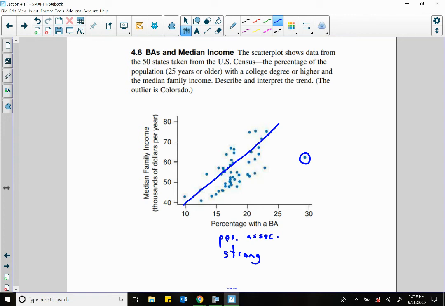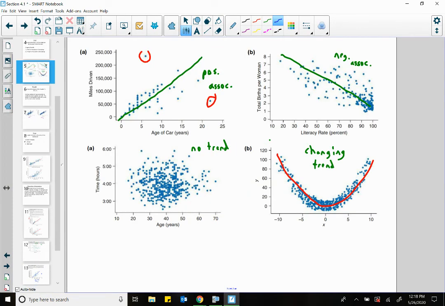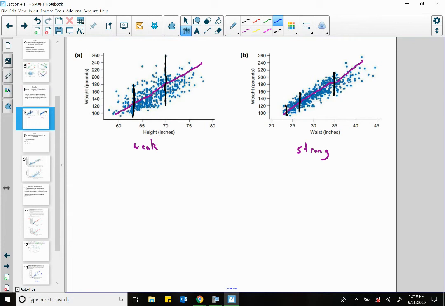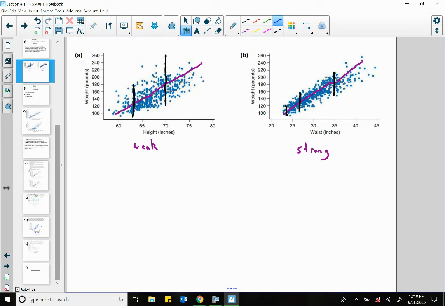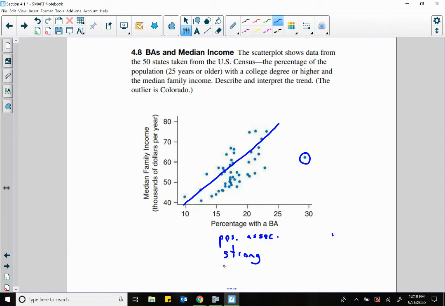Going back to something like this guy, B, that's a pretty strong relationship. I would say this is very strong. So that's kind of what they're asking about there. Again, multiple choice, don't freak out. And then as far as the shape, I definitely say there's a line there. It's linear.